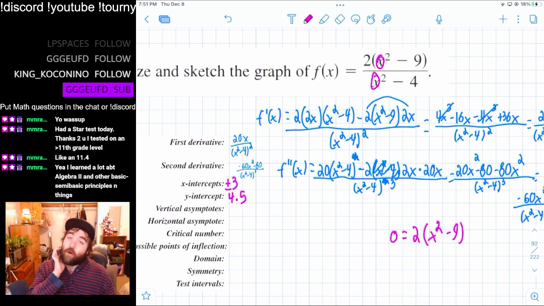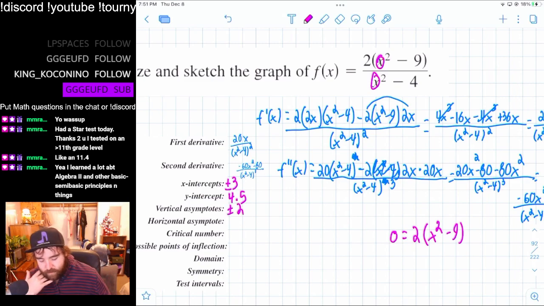Okay. Vertical asymptotes. So the vertical asymptotes are where the function is undefined. So that's going to be where the bottom is equal to 0, where x squared minus 4 is equal to 0. Because, of course, you can't divide by 0. So that's easy enough to see, plus or minus 2.